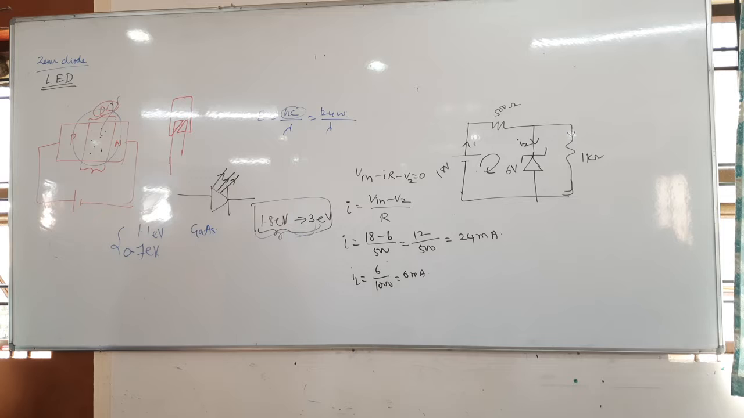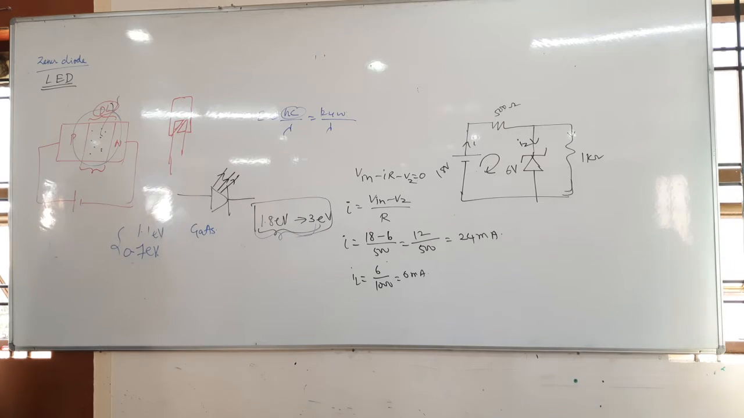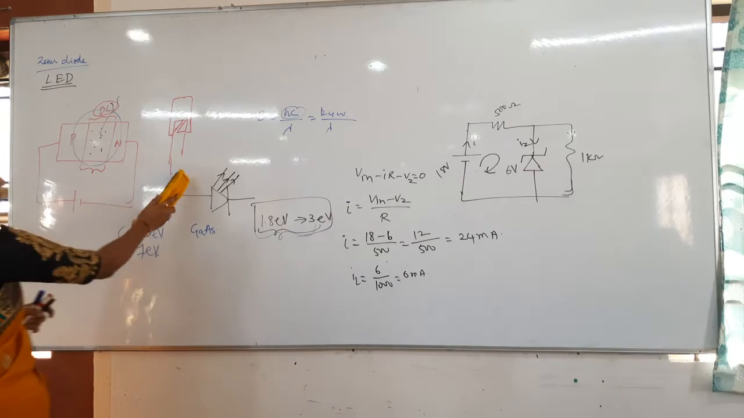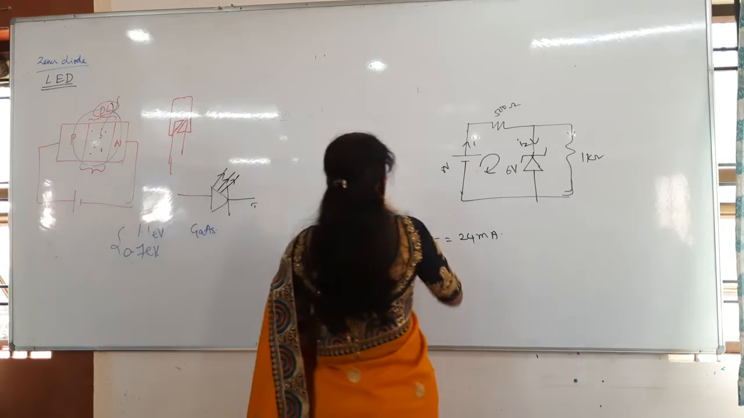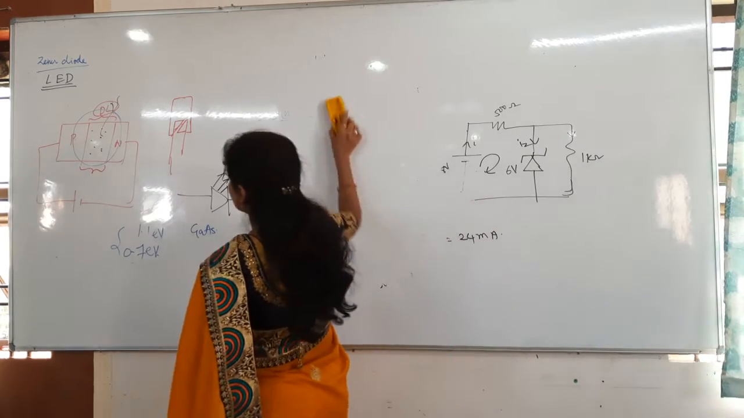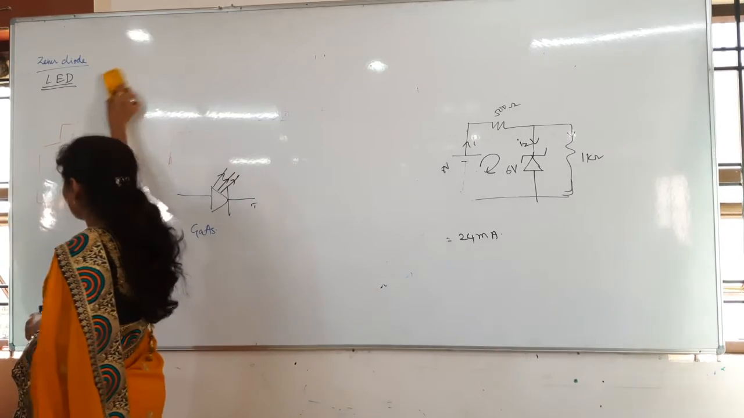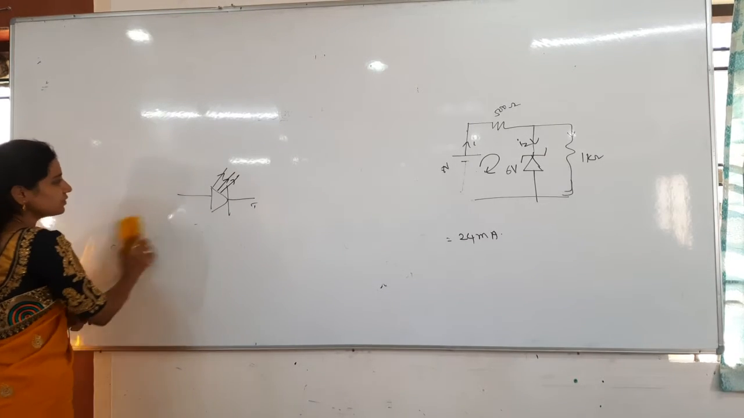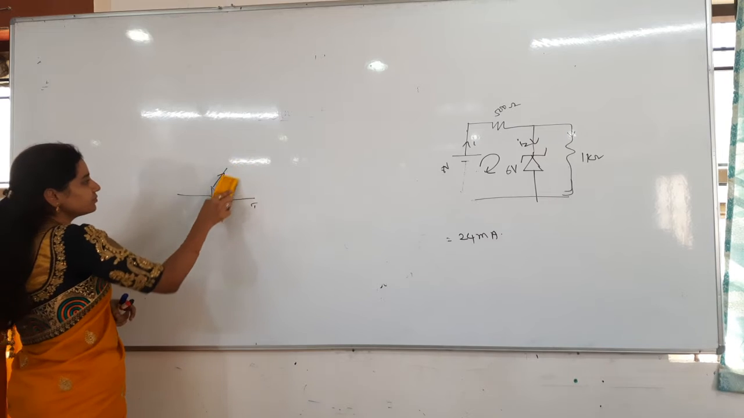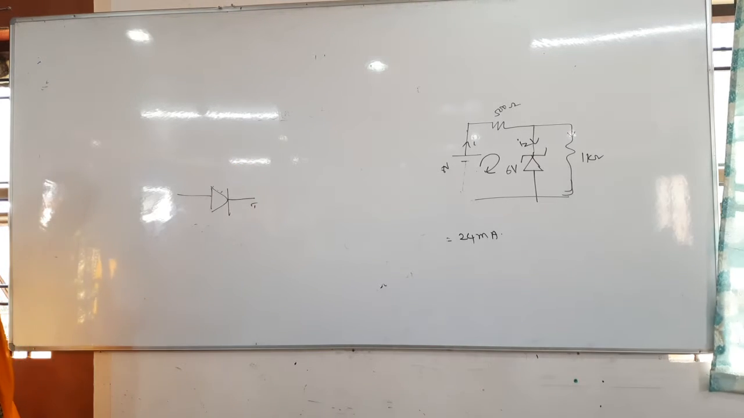Draw the symbol, that's enough. Draw the symbol of the LED. This one. So it will operate in which biasing? Only forward biasing. Next is photodiode. Next one is photodiode.